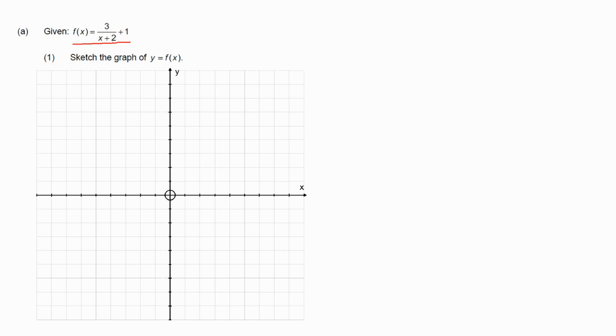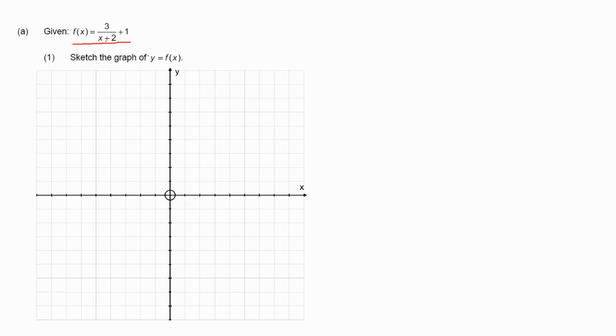The equation of the vertical asymptote here is going to be x is equal to -2. Remember, if it's positive 2 in the equation, it is going to be x equal to -2 on the graph. But the q maintains its sign if it's +1 like here. So the horizontal asymptote is going to be y is equal to 1.